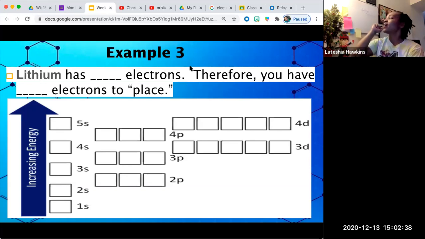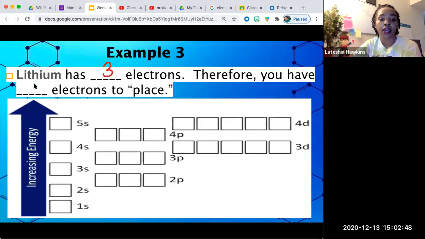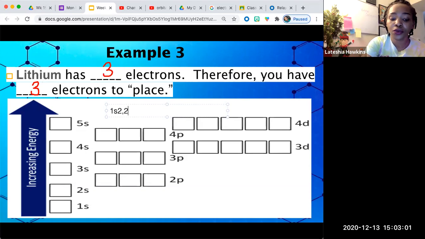Okay. Lithium. First, we have to figure out how many electrons it has. 3 electrons. How do I know? Because the atomic number is 3. So that means I have 3 that I must place. If it helps, again, write out the configuration for lithium: 1s2, 2s1.